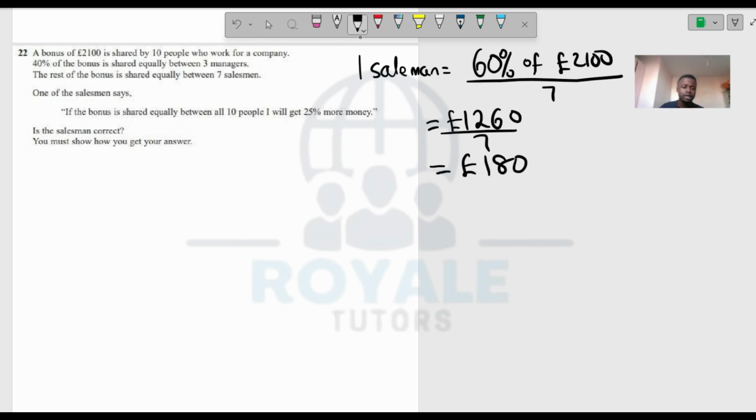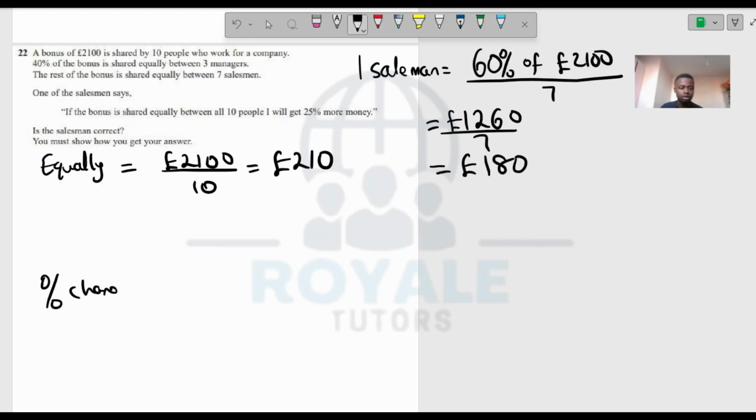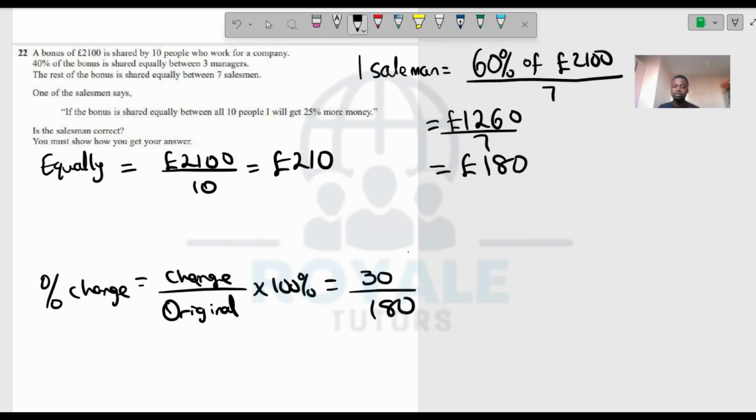Now let's see if it was shared equally. If it was shared equally, then one salesman should have the 2,100 shared among 10 people, and that will be 210. So it is left for us to see 210 and 180. What's the percentage change between 210 and 180? So we have to use this formula. Percentage change is going to be equal to change divided by original, or the actual one, multiplied by 100%. So we have our change. That will be the difference between them. That's 210 minus 180, which gives 30, divided by the original amount, multiplied by 100%.